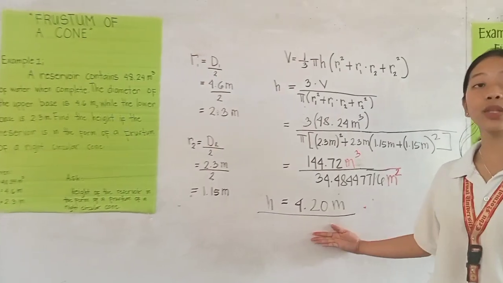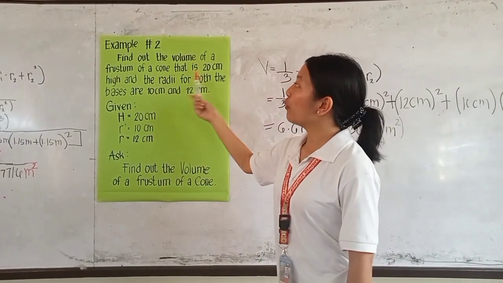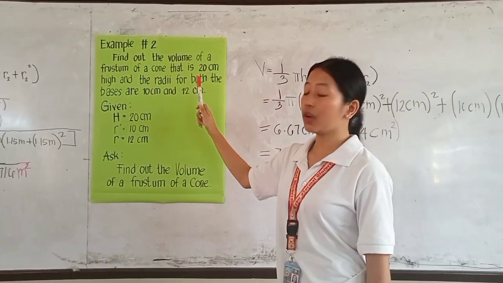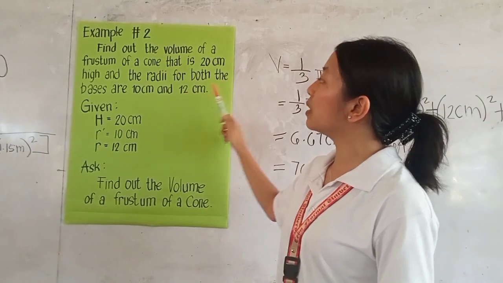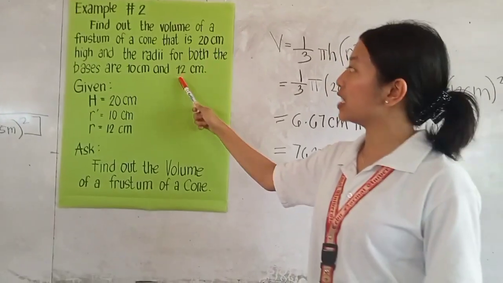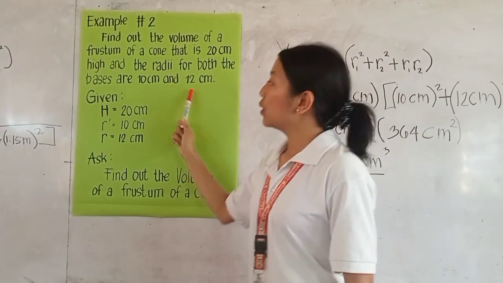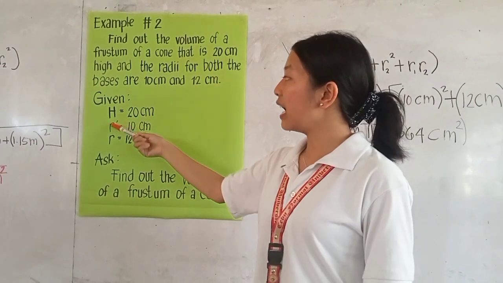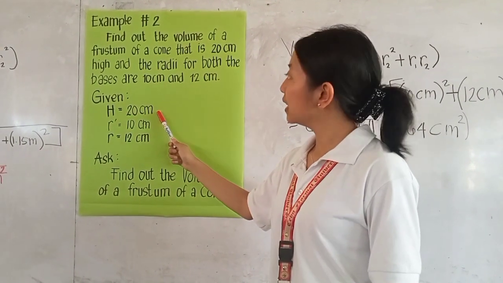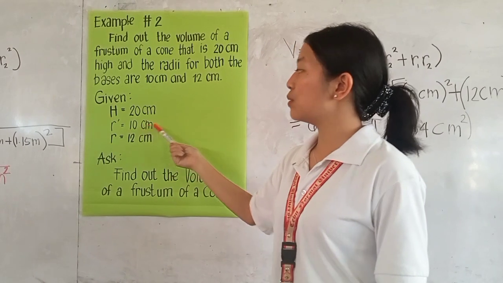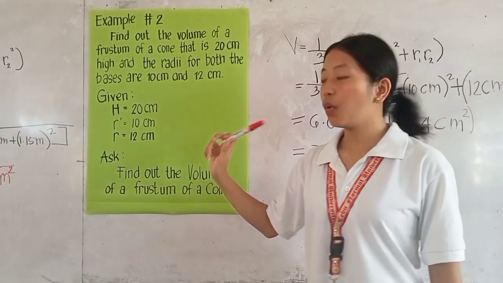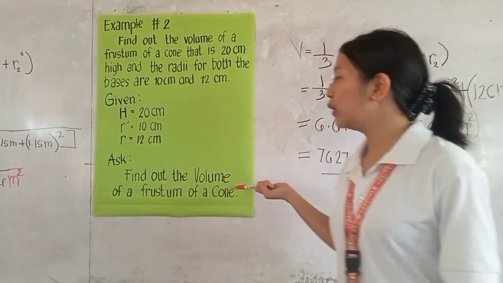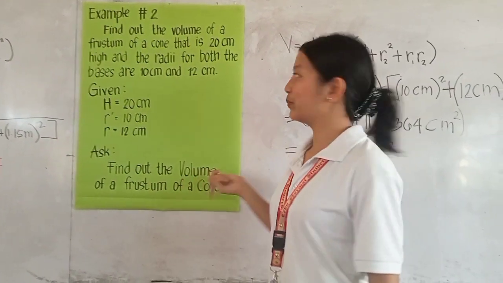So therefore, the height of the reservoir in the form of a frustum of a right circular cone is 4.28 meters. So for example number 2, find the volume of a frustum of a cone that is 20 centimeters high, and the radii of both the bases are 10 centimeters and 12 centimeters. So the given: height is equal to 20 centimeters, the first radius is equal to 10 centimeters and the second radius is equal to 12 centimeters. So what is asked? Find the volume of a frustum of a cone.